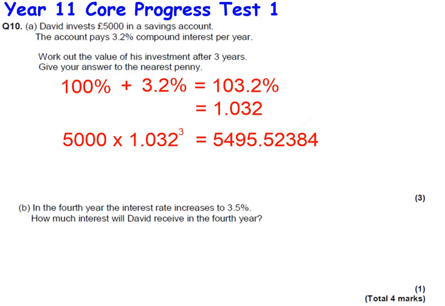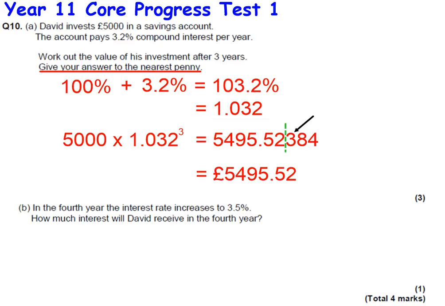Now I'm not quite finished answering the question, as the question asks us to give our answer to the nearest penny. Now when dealing with pounds, only the first 2 decimal places represent pennies. Now we need to look at the third decimal place to see if we need to round up the second decimal place. In this case, as it's 3 and it's less than 5, we do not need to do anything. So the answer to this question is £5,495.52.